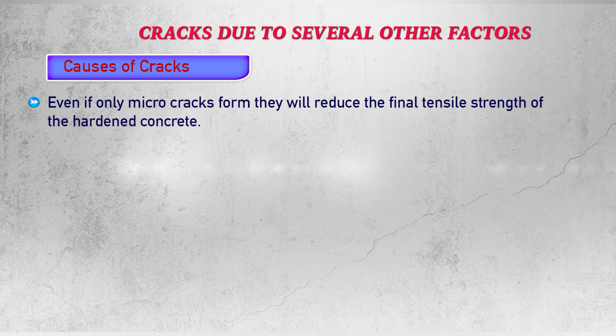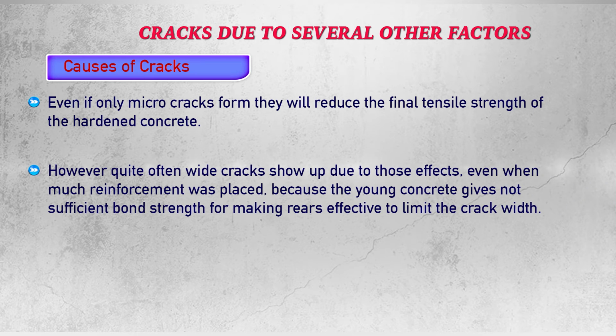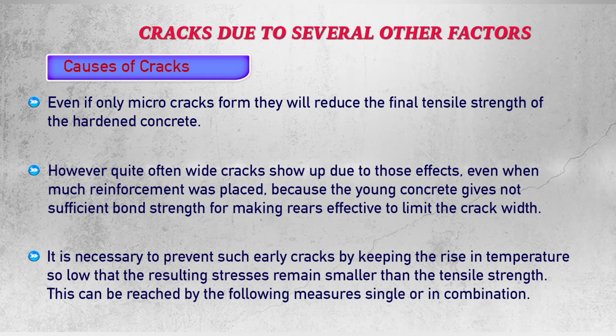Even if only micro cracks form, they will reduce the final tensile strength of the hardened concrete. However, quite often wide cracks show up due to those defects even when much reinforcement was placed, because a young concrete does not give sufficient bond strength to provide an effective limit to the crack width. It is necessary to prevent such early cracks by keeping the rise in temperature so low that the resulting stresses remain smaller than the tensile strength.